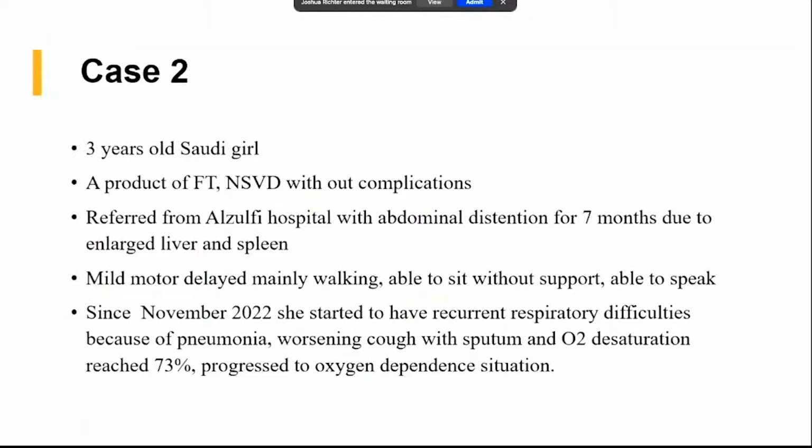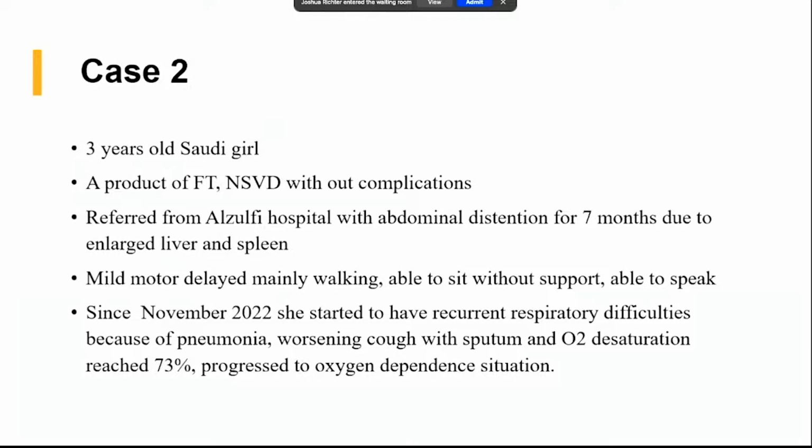This is case 1, I finished. This is case 2. Case 2 is one of my patients. She's a 3-year-old Saudi girl, product of a full-term normal spontaneous vertex delivery without complication. She was referred from Zulfi hospital with abdominal distension for 7 months due to enlarged liver and spleen.